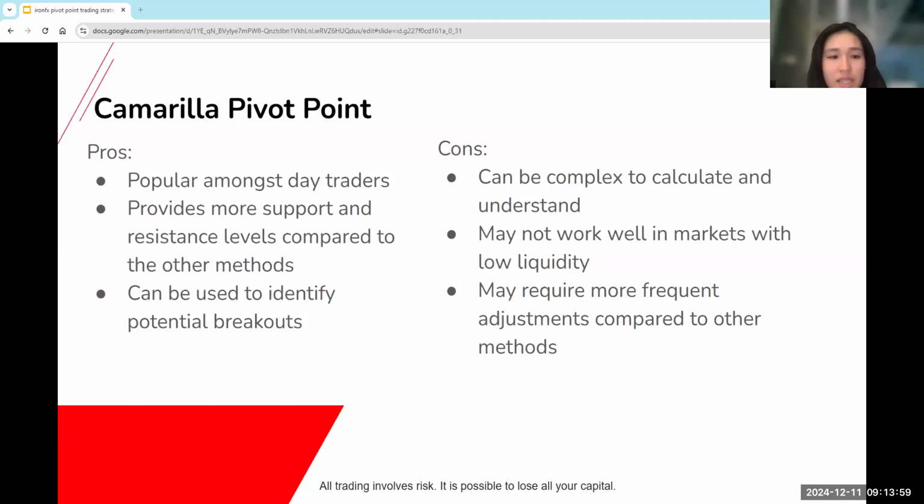Okay, next let's look at the Camarilla pivot point. So this is quite popular amongst day traders, and provides more support and resistance levels compared to the other methods. It can be used to identify potential breakout levels as well. Some cons is that it can be complex to calculate and understand, might not work well in markets with lower liquidity, and may require more frequent adjustments compared to other methods.